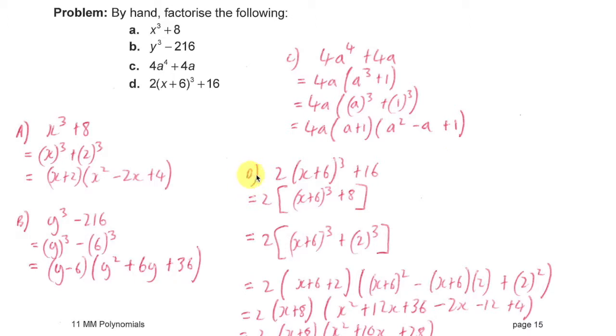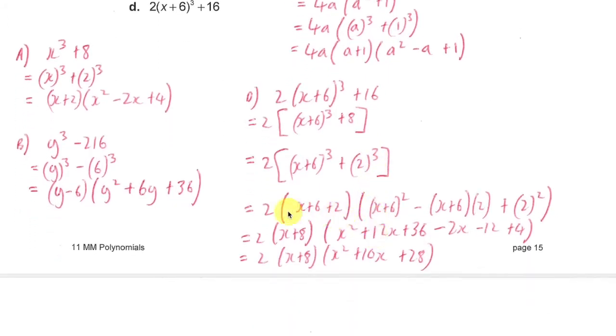And for D, I've got two lots of x plus 6 cubed plus 16. I take 2 out as a common factor for everything. I now rewrite it, so it's the addition of two things cubed. So it's x plus 6 cubed, and it's 2 cubed. 8 is the same thing as 2 cubed. Going through, I've got two lots of x plus 6 plus the 2, and then I've got x plus 6 squared minus 2 lots of x plus 6 plus 2 squared, at the very end there.